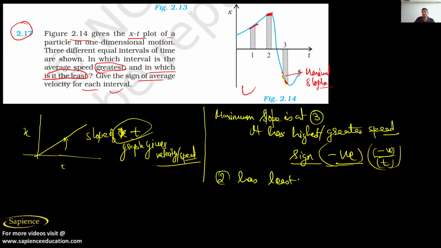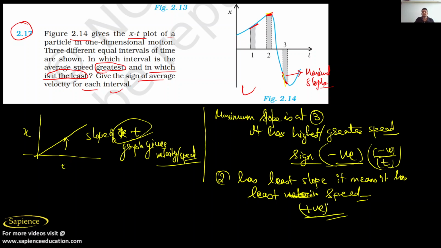And if you talk about the least, 2 has the least slope. It means it has the least velocity or least speed. And if we talk about the sign, this is your positive sign.